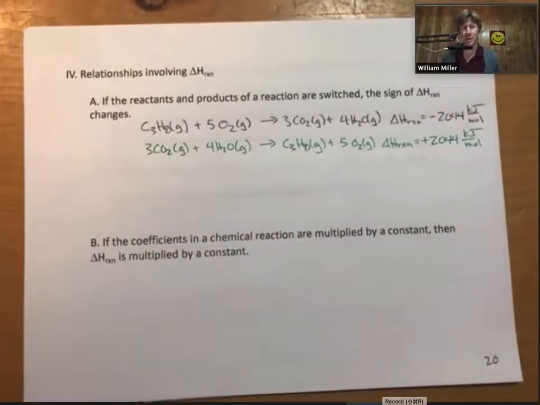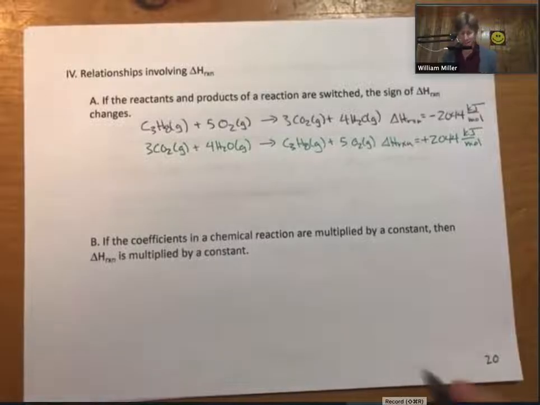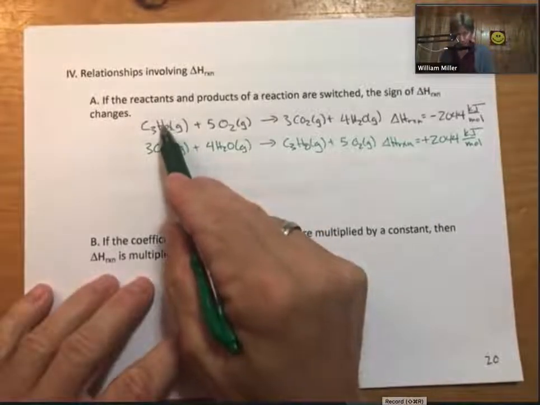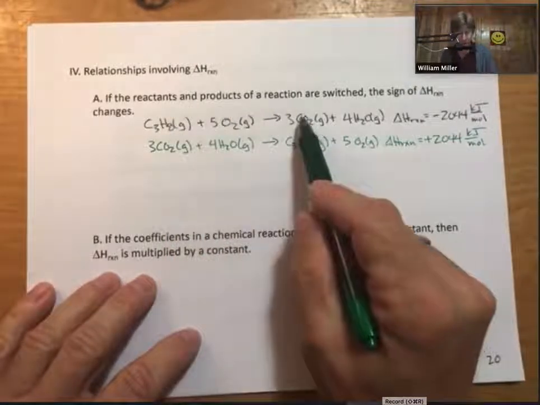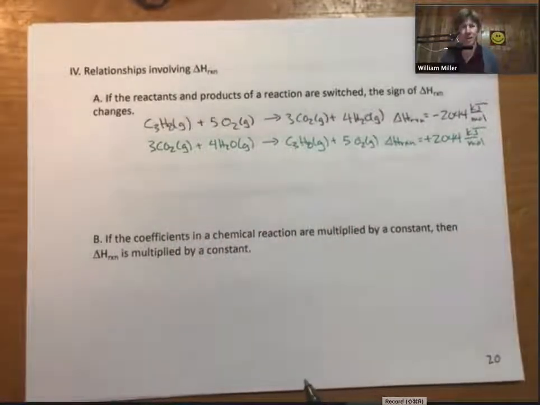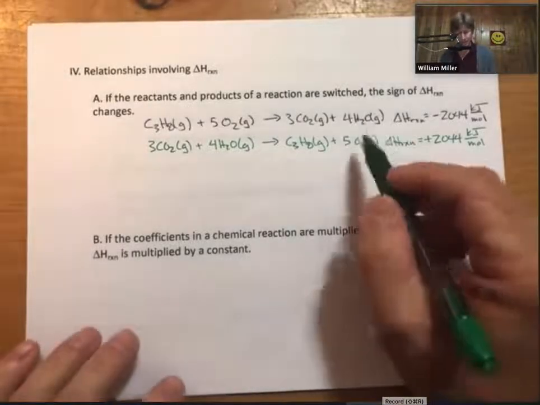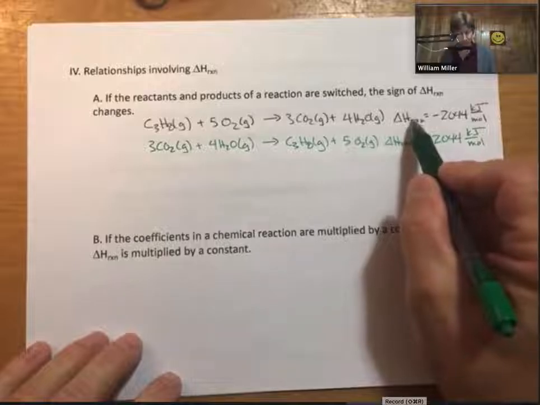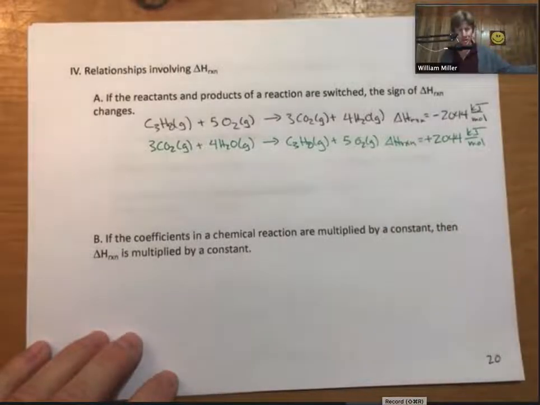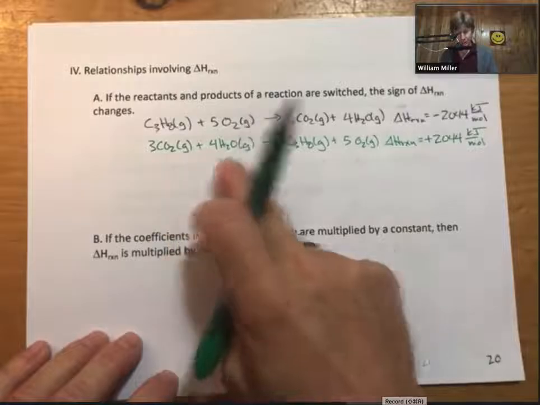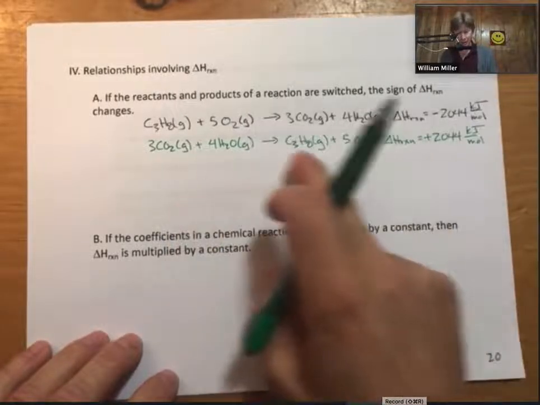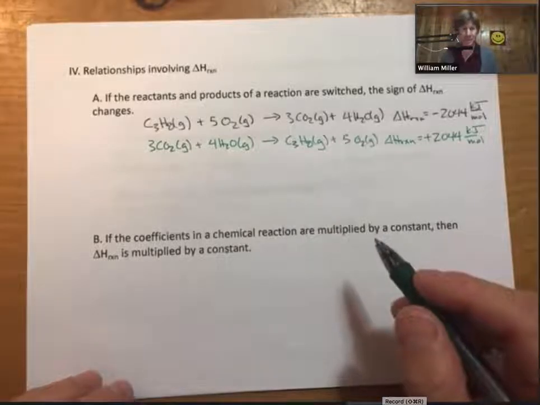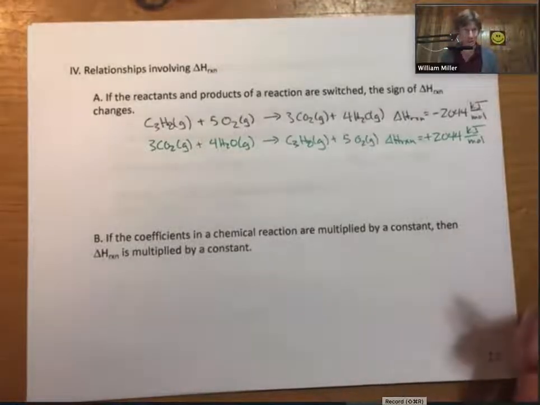And let's think about what that means. As we go on the top reaction from propane and oxygen to carbon dioxide and H2O, that process releases energy. And that energy goes from the reaction to the surroundings. If we then do the opposite process, in order for the reaction to occur, the process must take in energy. So that's the first thing.